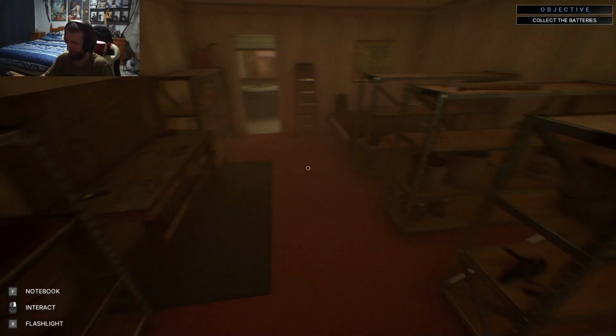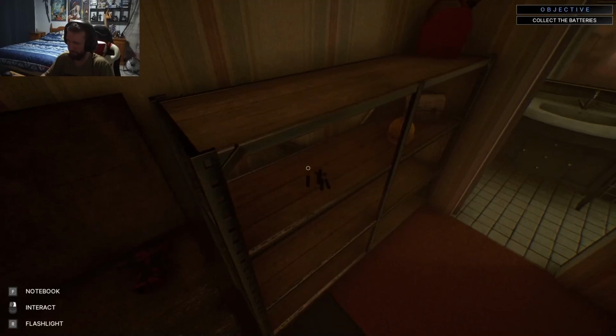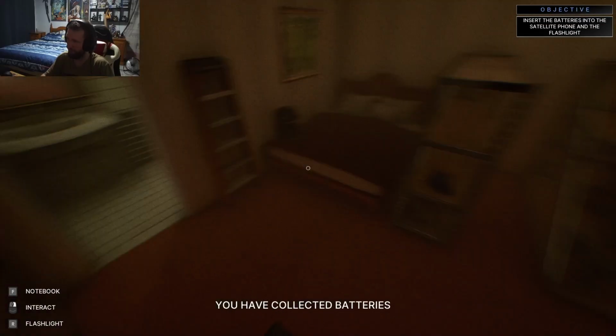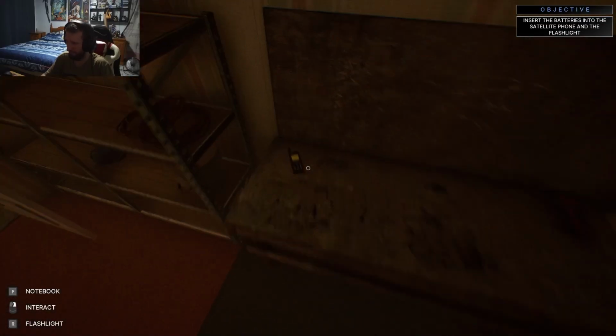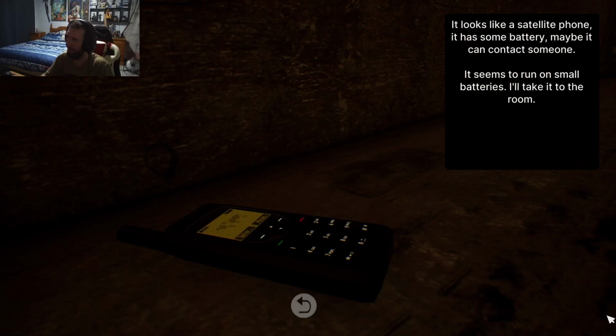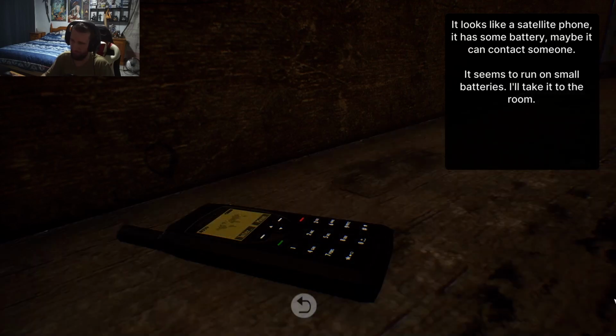Okay. Collect the battery. Okay, got battery. These are the batteries for the satellite phone and the flashlight. It looks like the satellite phone has some battery. Maybe we can contact someone. It seems to run on small batteries. I'll take it to my room.